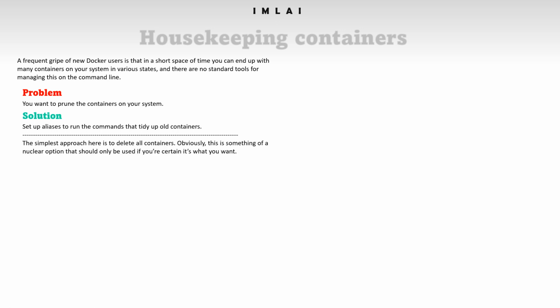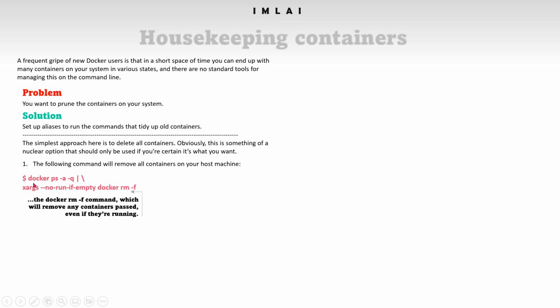Okay, so the simplest approach here is to delete all containers. Obviously this is something of a nuclear option that should only be used if you are certain it's what you want. So let's look into that command. If you do docker ps option a, option q, it will throw all the containers to you, so get a list of all container IDs both running and stopped and pass them.